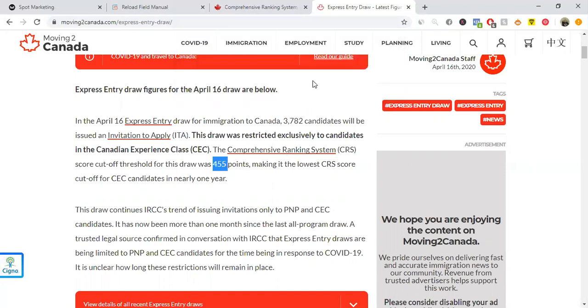If you remember, in the last mail I sent to you, I said the score would definitely drop. And here you can see that as at April 16th, the score is 455. Now, the score for March, the last score that came out, was 478. And right now you can see 455. So the scores are dropping.